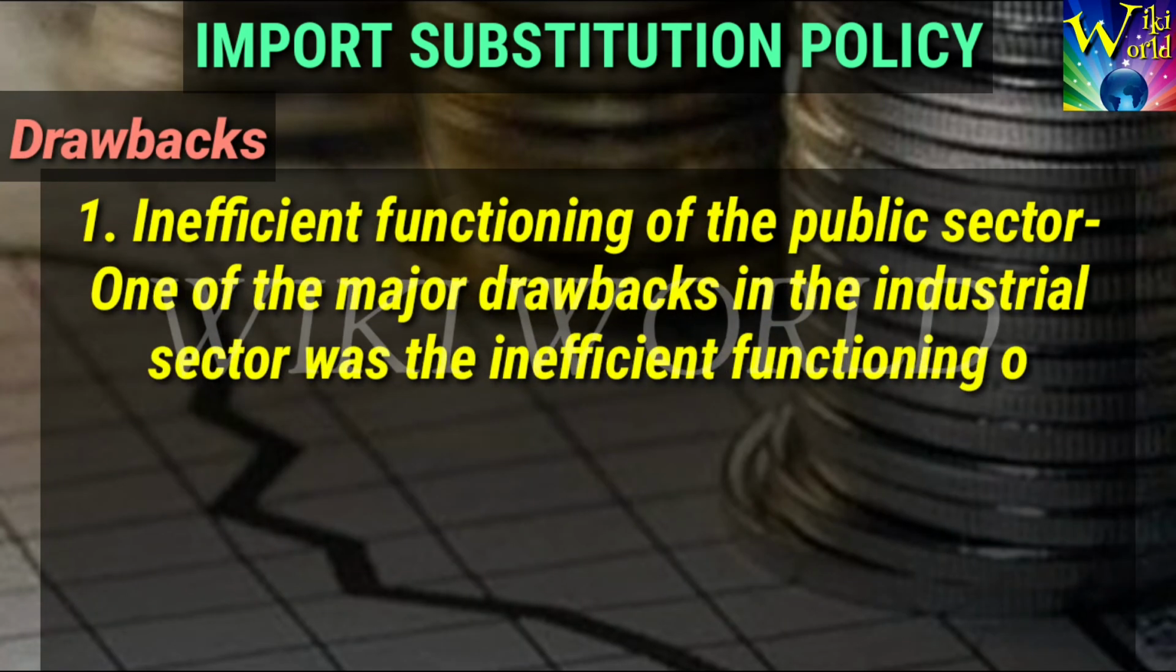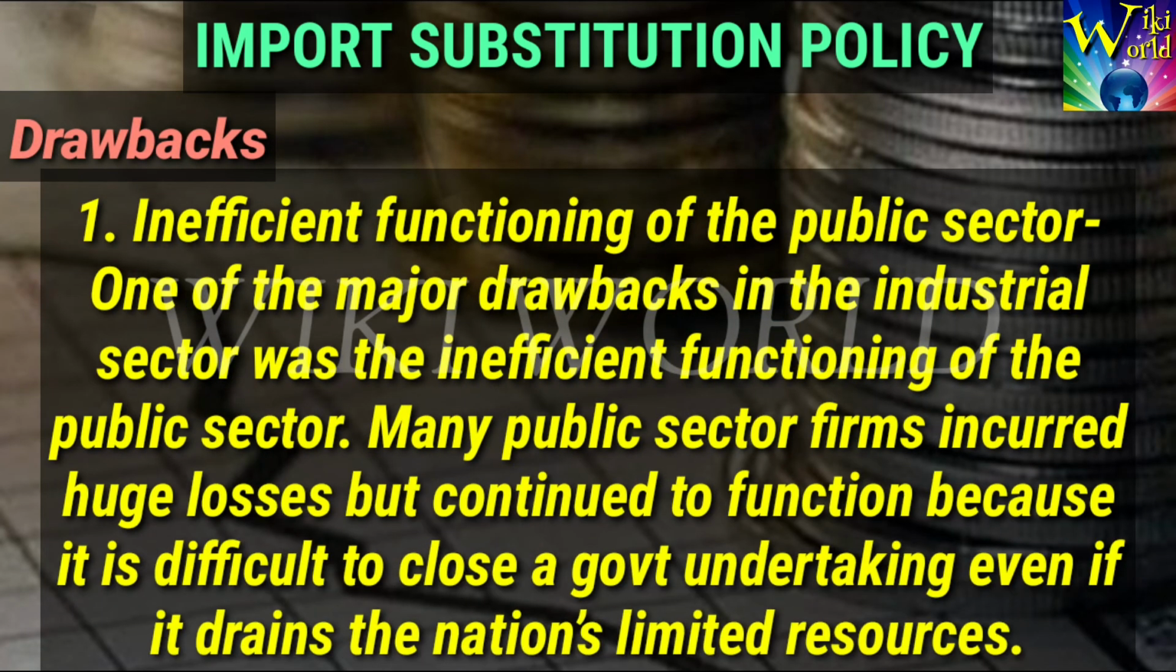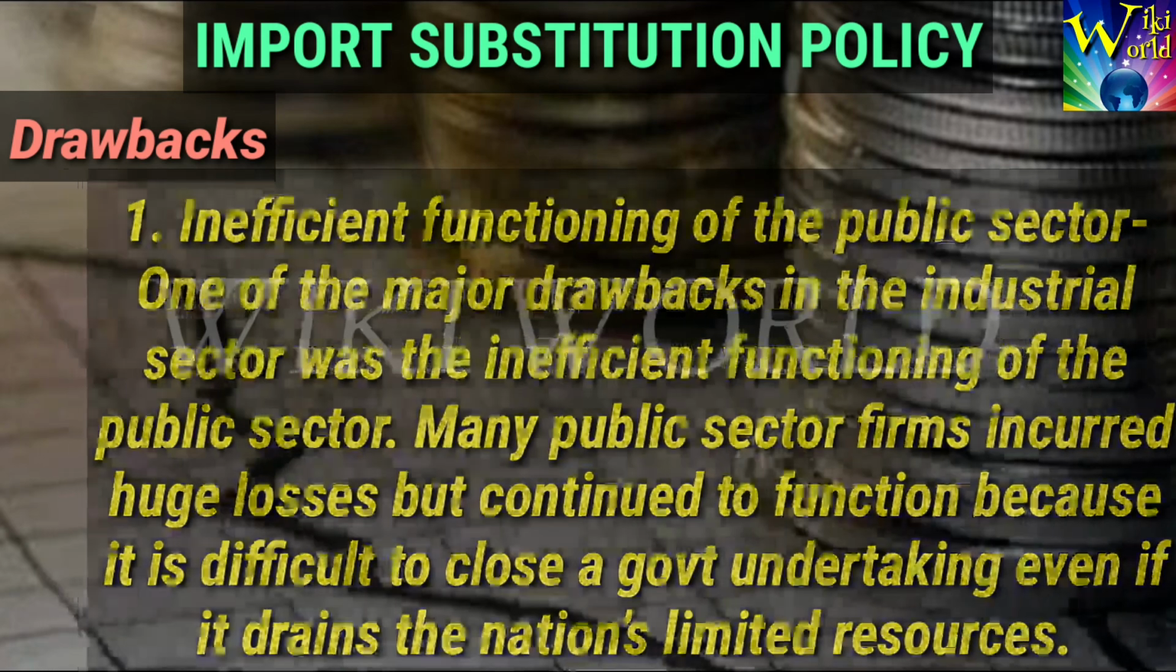Drawbacks. First, inefficient functioning of the public sector. One of the major drawbacks in the industrial sector was the inefficient functioning of the public sector. Many public sector firms incurred huge losses but continued to function because it is difficult to close a government undertaking even if it drains the nation's limited resources.